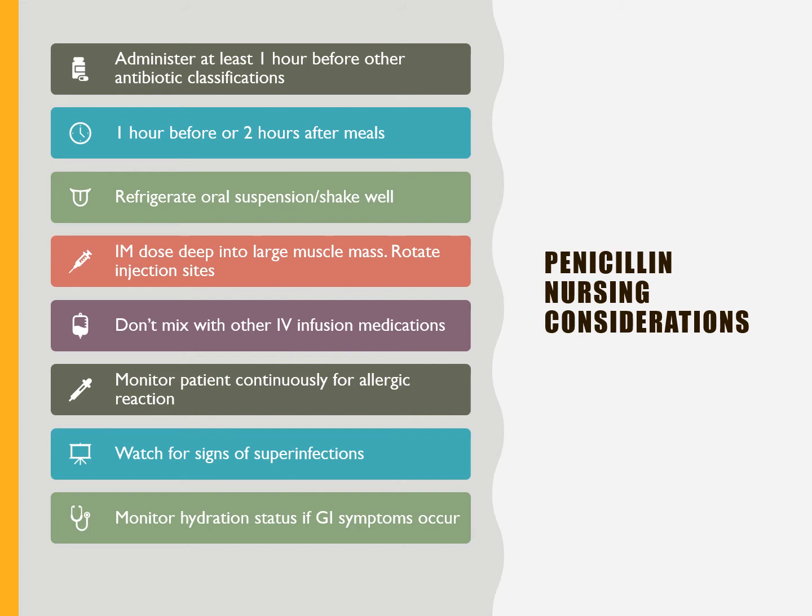Some of the others, like amoxicillin, can be given with food or without. So we're talking about primarily penicillin G with these nursing considerations. If it's an oral suspension, it should be refrigerated, and you should shake it well so that it mixes, so that you're getting the right dose in each administration. IM injection should go into a deep, large muscle. So we're talking about like the gluteus maximus there, or into the thigh, the bigger thigh muscle there.